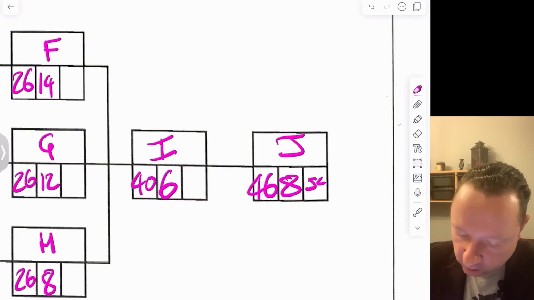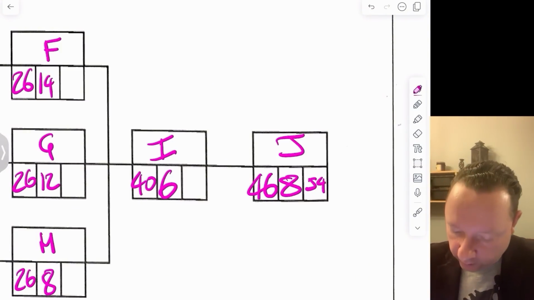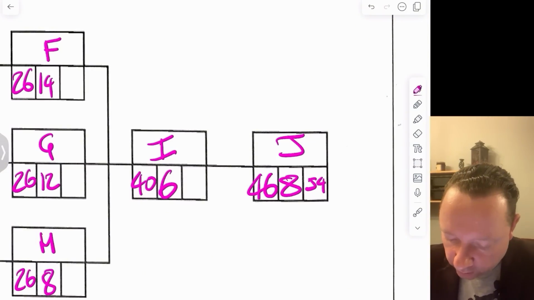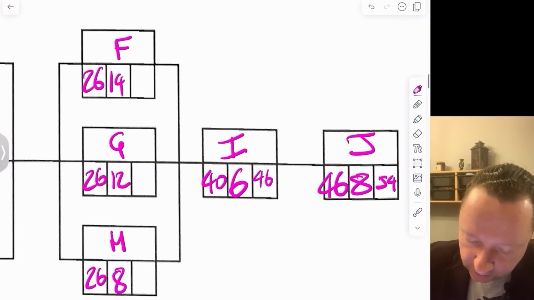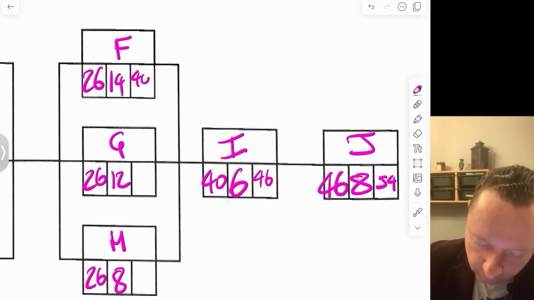And now we do our backward scan. 54 take away 8 is 46. 46 take away 6 is 40. But then again, be careful, this is a funky one.